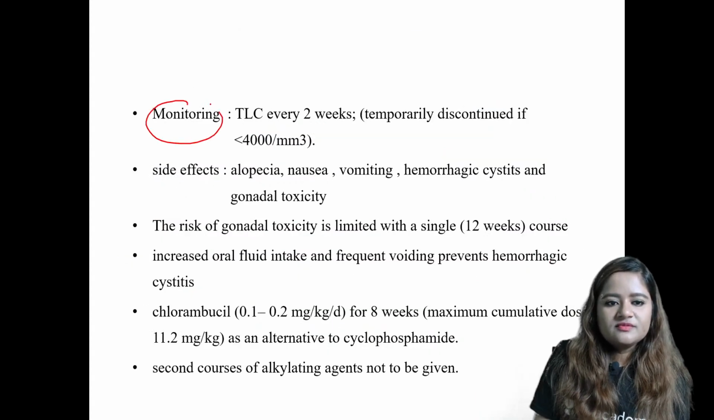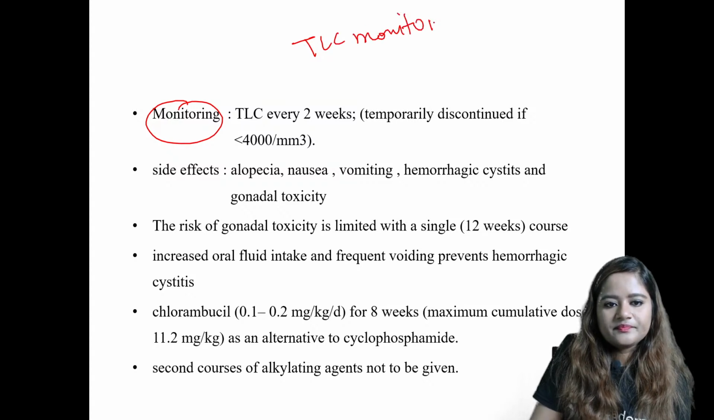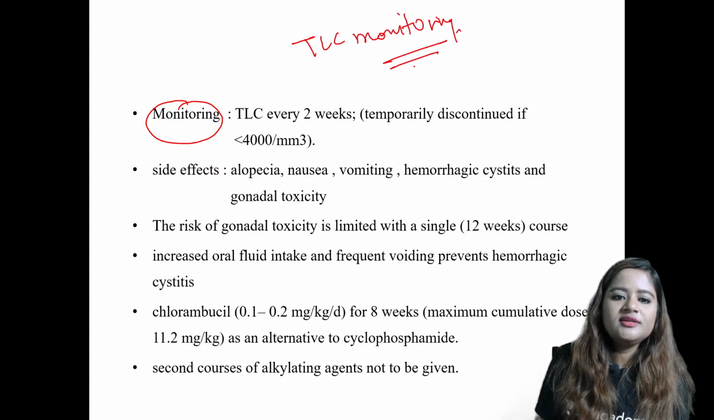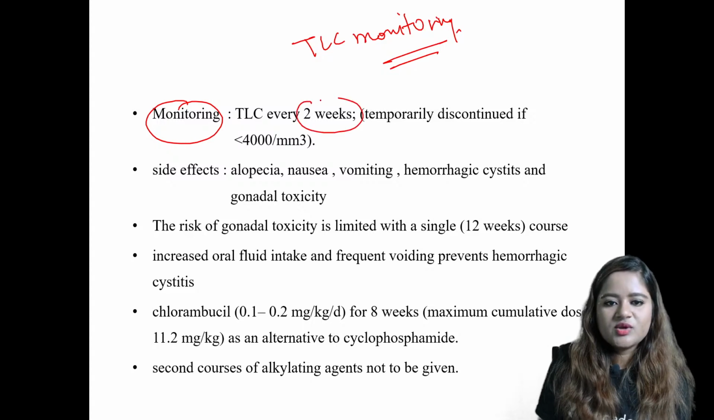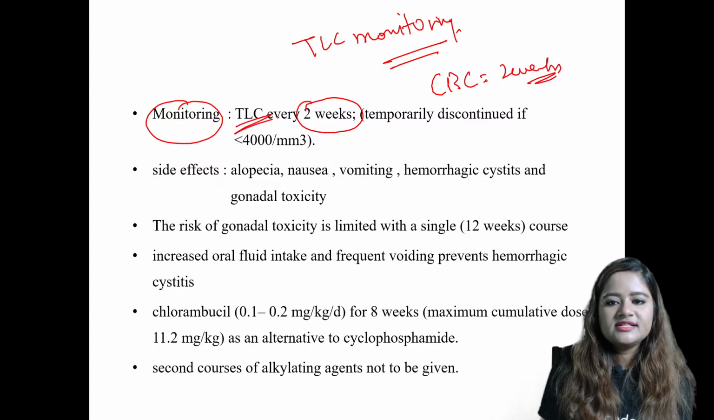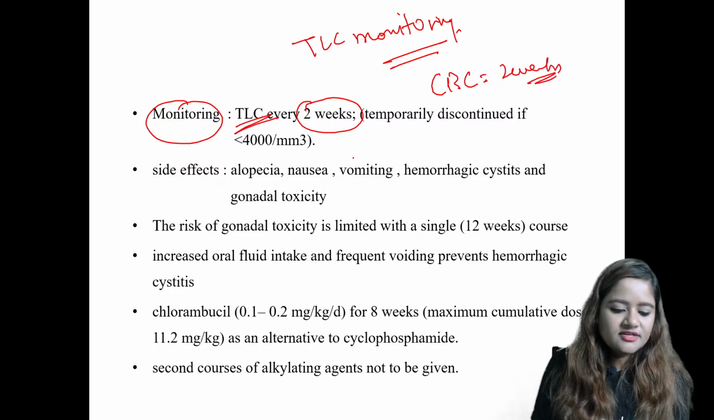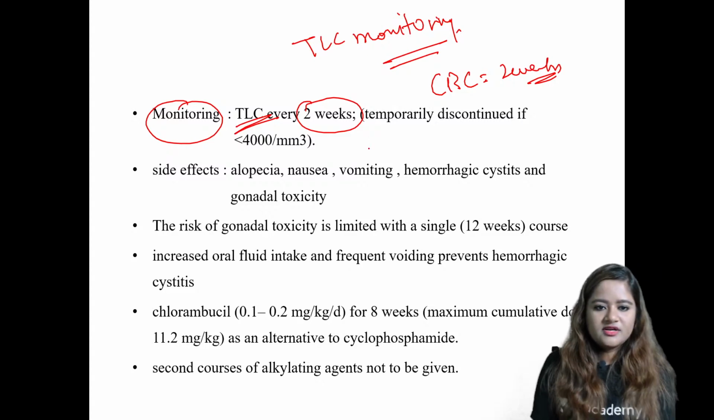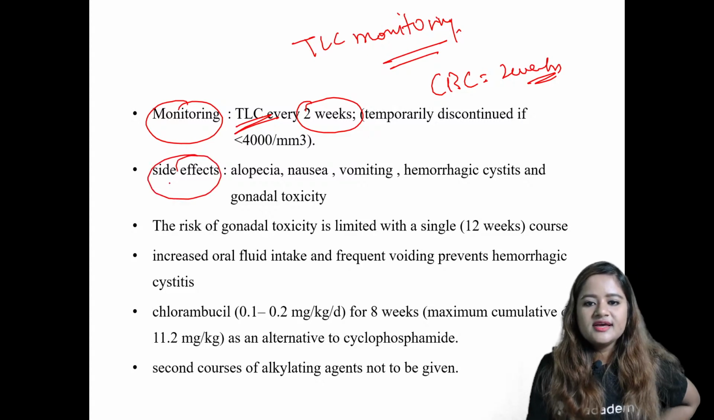So with cyclophosphamide, the most important thing is TLC monitoring. Why? It can fall down. So you have to do leukocyte monitoring every 2 weeks. You have to get the CBC done for the patient every 2 weeks. So side effects आपको याद होने चाहिए that TLC can fall down and you have to discontinue if it falls below the normal range. Side effects are very very important.